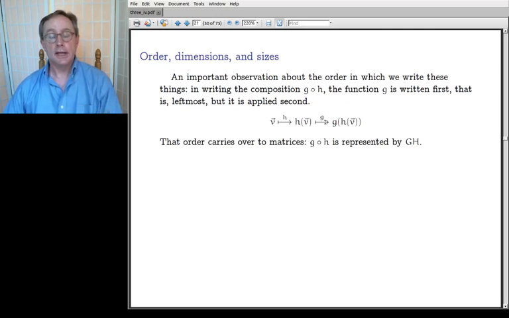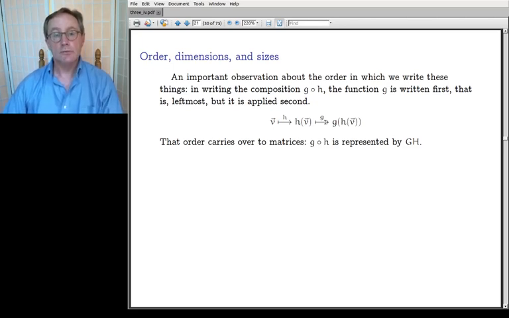It's just like in calculus when you write something like sine of x squared. You do the x squared first, the part inside the parentheses, and then you do the sine. Well, so too here when you write G of H, you do the H part first, and then the G. And that order carries over to the matrices. So G circle H is represented by capital G, capital H.